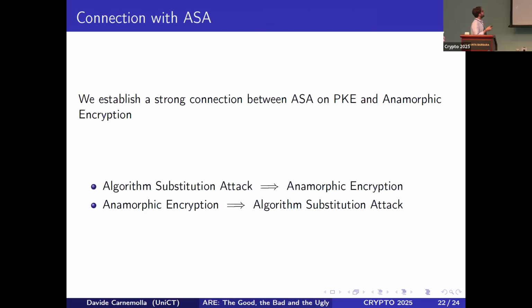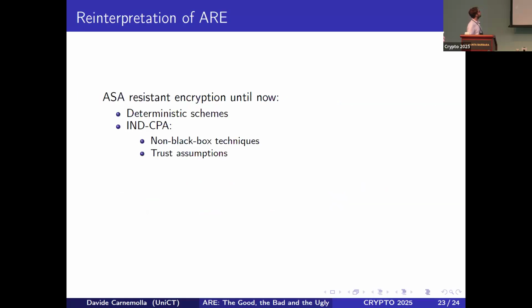And so, as I said before, we found a strong connection between algorithm substitution attacks and anamorphic encryption. So we found that algorithm substitution attacks imply anamorphic encryption, but also that anamorphic encryption implies algorithm substitution attacks. And so, from these results, we are able to reinterpret our compilers as tools to do good stuff.